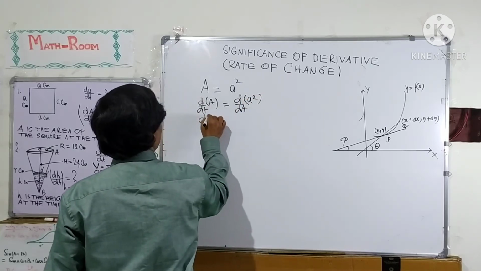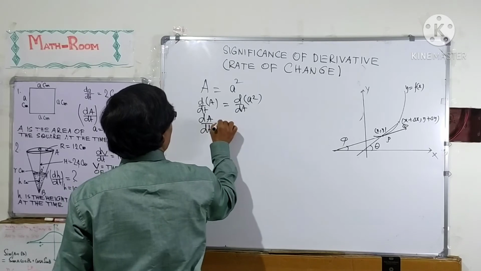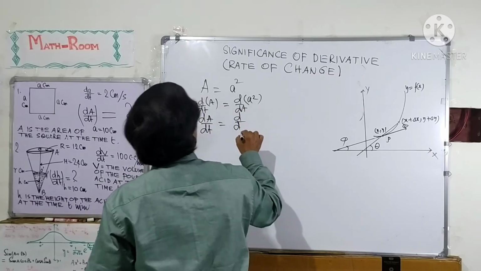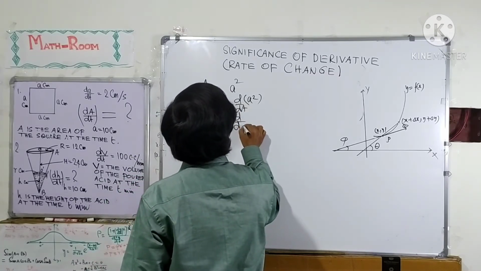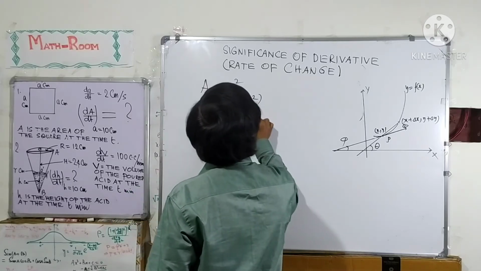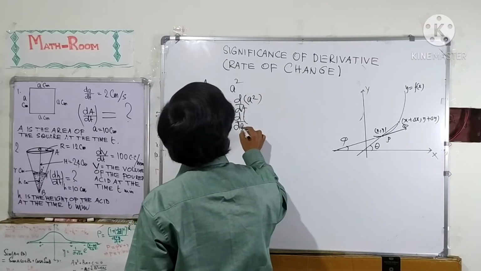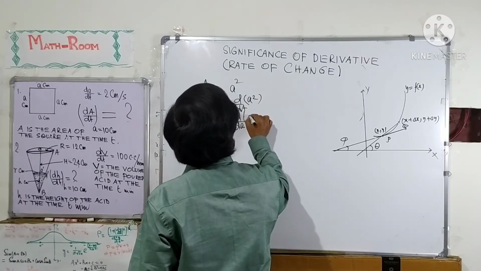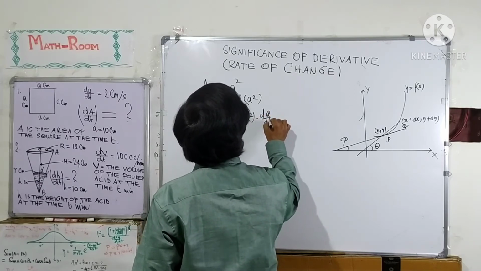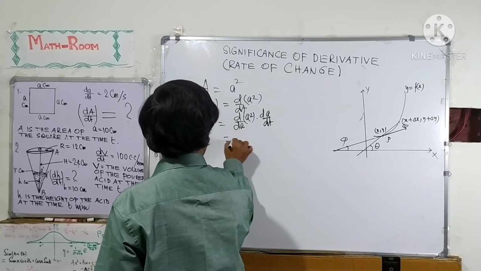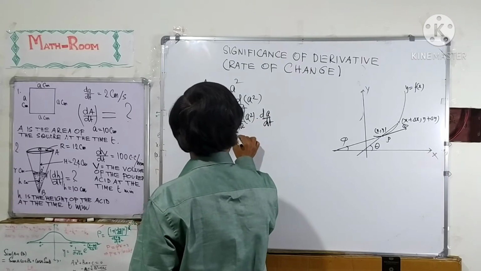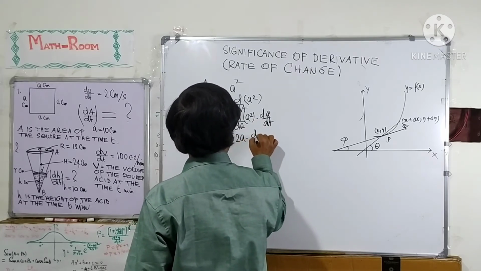Here dA/dt equals d/dt of a squared. We change the rate of change as d/da of a squared into da/dt. Here the differentiation of a squared with respect to a is 2a, so dA/dt equals 2a times da/dt.